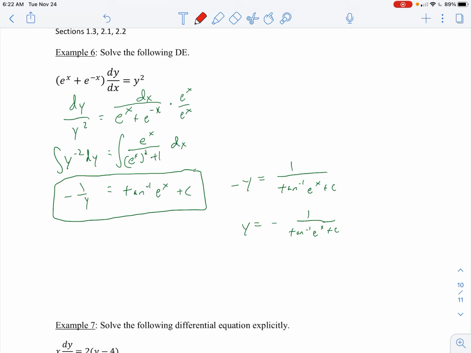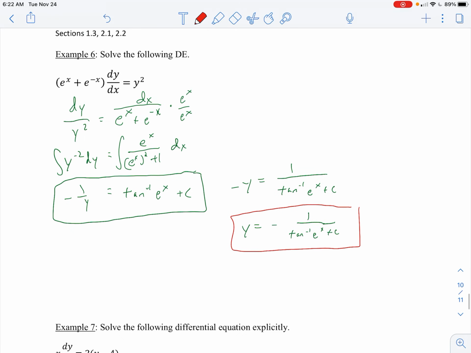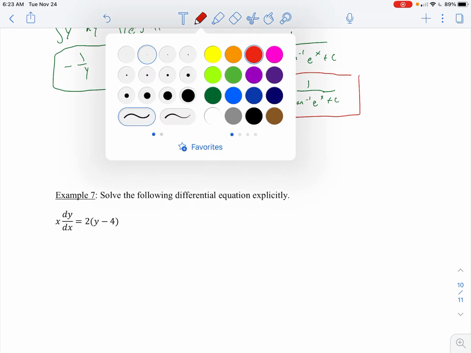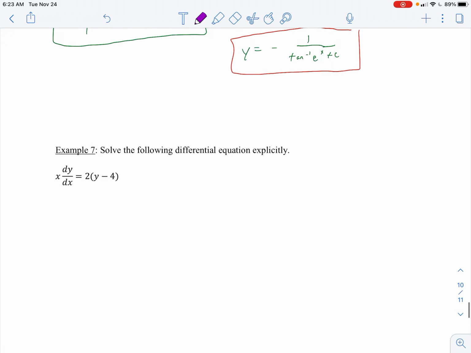All right, now this is our solution explicitly, and what I've been showing you are methods of implicit solutions or explicit solutions. Implicit solution is just solving the differential equation. Once you get rid of the derivatives part, you solve the differential equation. Explicitly is when you actually have to solve it for y. So that's what we're going to do for this last problem.